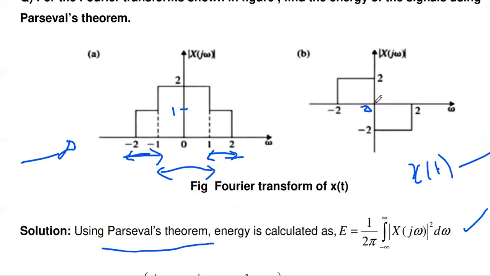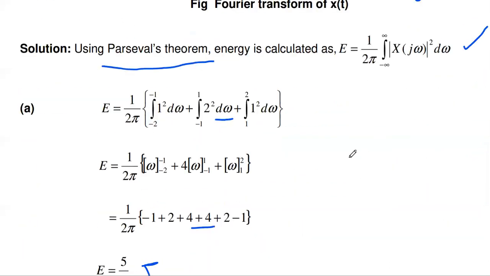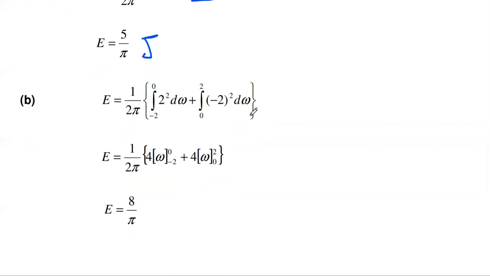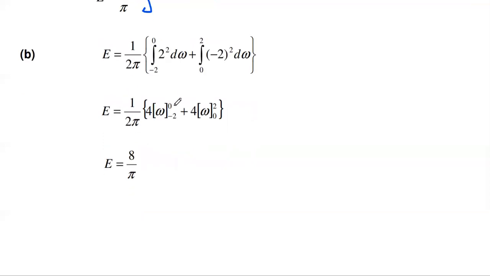You see the graph for omega between 0 to 2, the amplitude is -2. Then 2 squared is a constant, you take it outside. Integrating d omega, we get omega with the limit -2 to 0. Similarly, -2 the whole square is 4, you take it outside, and integrating d omega we get omega with the limit 0 to 2. Then substituting the limits in the first integration, the upper limit is 0.